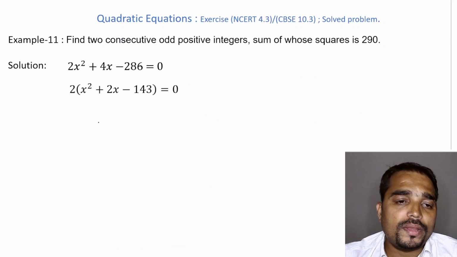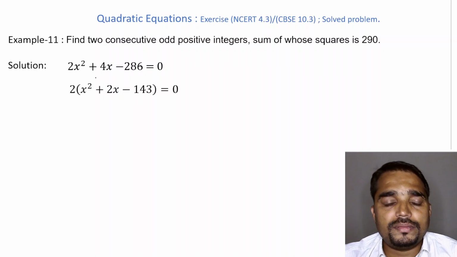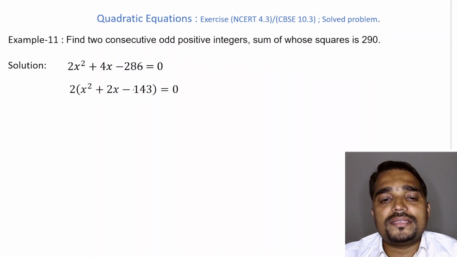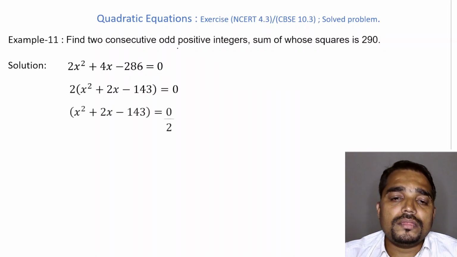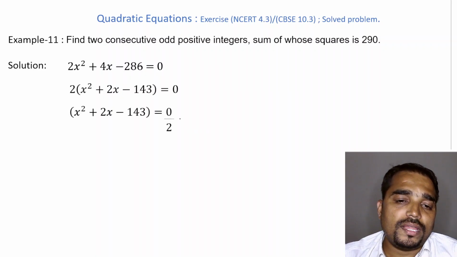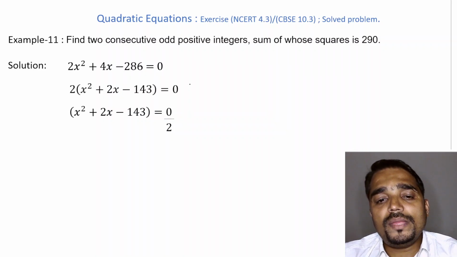Upon taking 2 common, we see that 2 is taken out from 2x square, so x square is left. From 4x, 2x is left. From minus 286, we would be left with minus 143. Upon transposing 2 from the LHS, which is getting multiplied, towards the RHS, it gets divided by 2. That is, 0 divided by 2 is what we are getting on the RHS. 0 divided by any number would be 0.